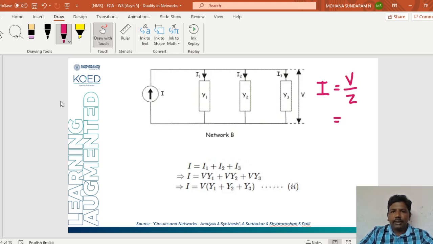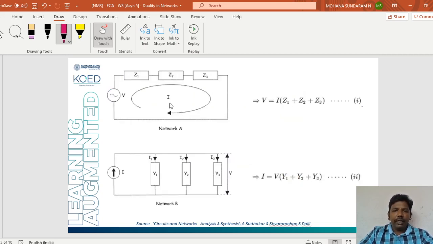So what is 1 by Z? I told you impedance and admittance are reciprocal to each other. So 1 by Y is Z or 1 by Z is Y. So here 1 by Z I can replace as Y. With that note, I can replace I1 as V into Y1, I2 as V into Y2, and I3 as V into Y3. So when you group it, you will get I equal to V into (Y1 plus Y2 plus Y3). So now we have taken two different networks, one a series network, another a parallel network.